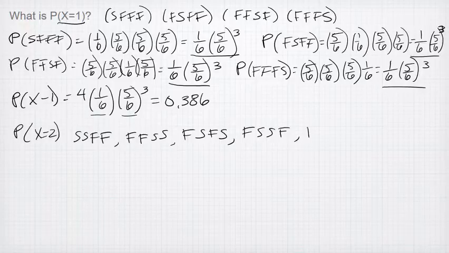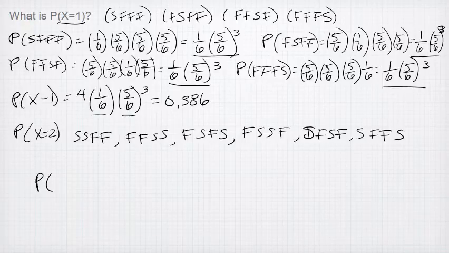Or success, failure, success, failure. Or success, failure, failure, success. Okay, so there's 6 different combinations. Well, let's use the pattern that we used before. We know that 2 of these are going to be successes and 2 are going to be failures. And we know that there's 6 different combinations.